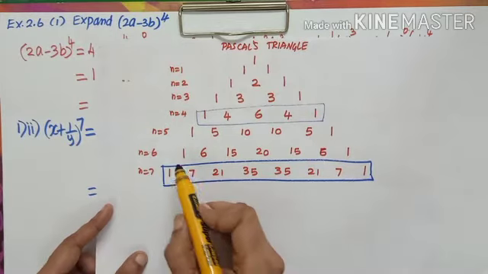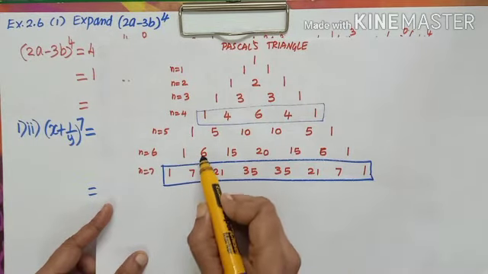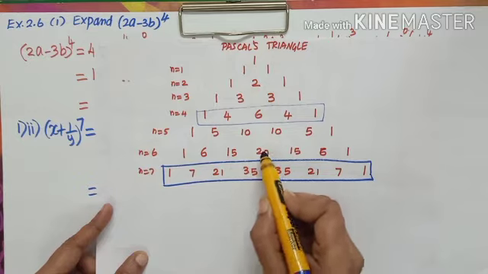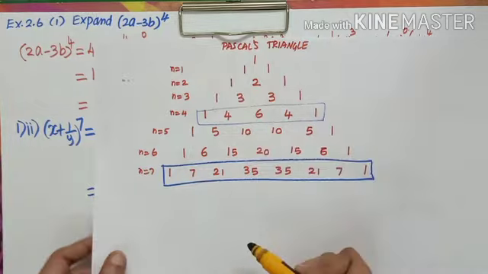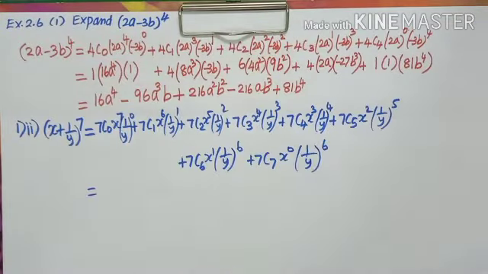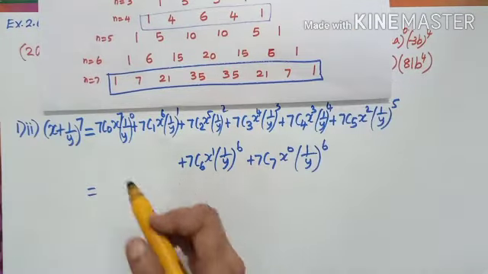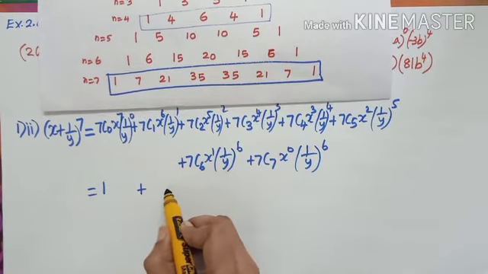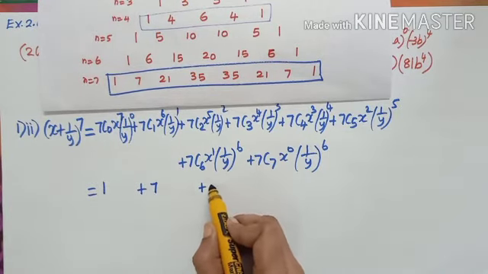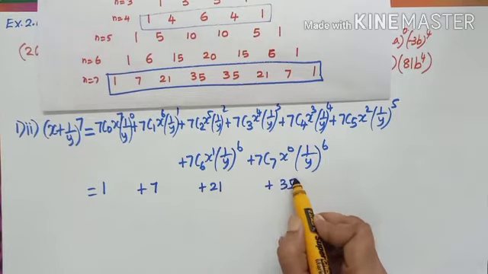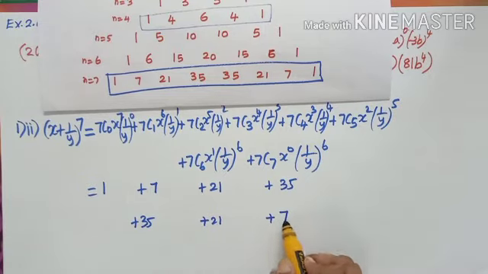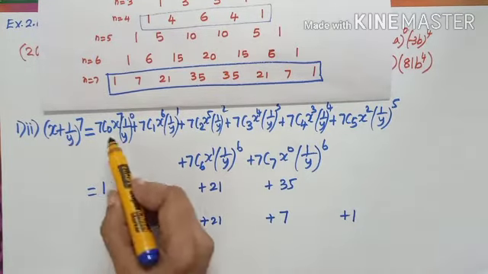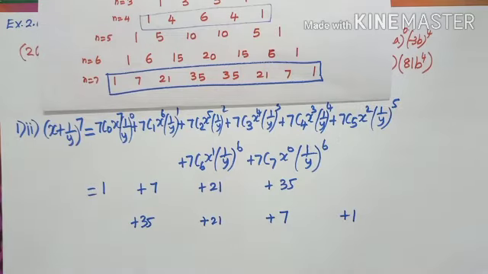Remember how to fill up the table? Add and write. 1 plus 6, 6 plus 15, 15 plus 20, 20 plus 15, 15 plus 6, 6 plus 1. So like this you can develop Pascal's triangle. Now that we have this in hand, let us use it and fill up the answer. First value 1, then 7, then 21, 35, next term again 35, 21, 7, finally 1. So we have written all the coefficient values.